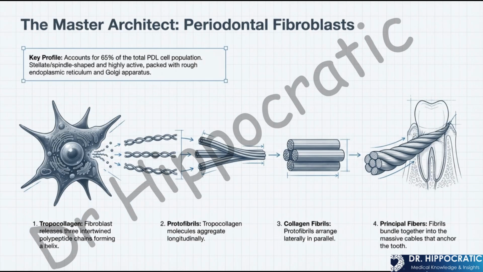Now coming to the next slide. This slide profiles the periodontal fibroblast in detail. It accounts for a massive 65% of the total cell population in the PDL. Wow, 65%.